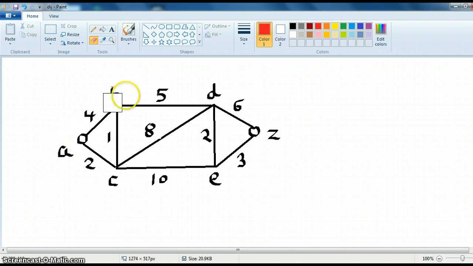There are 6 vertices and 7 edges. The cost between A and B is 4, the cost between B and C is 1, the cost between A and C is 2, the cost between C and D is 5, the cost between B and D is 5, and so on. The starting vertex is A and the ending vertex, that is the target vertex, is Z. So let's start Dijkstra's algorithm.